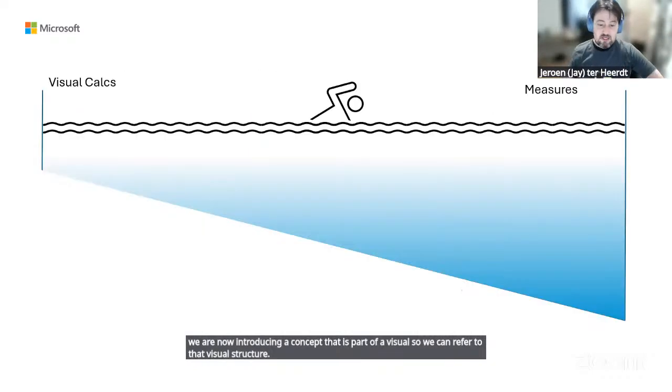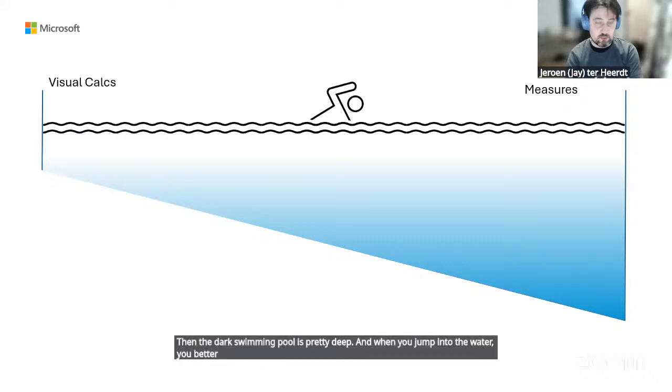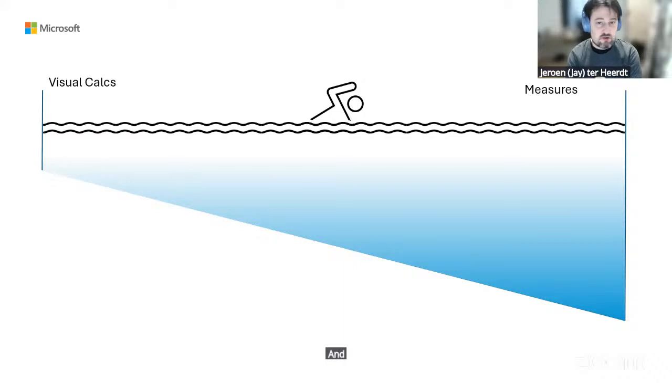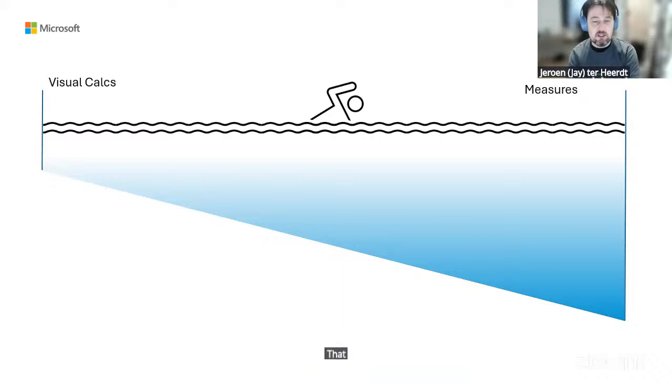So I like to think about DAX as a swimming pool. Measures, if you just know about measures, then the DAX swimming pool is pretty deep. And when you jump into the water, you better know how to swim, otherwise you sink. And what I mean with learning how to swim is you have to take training. You have to go online and find help. You have to go read books. That's what I mean with getting help and learning how to swim.